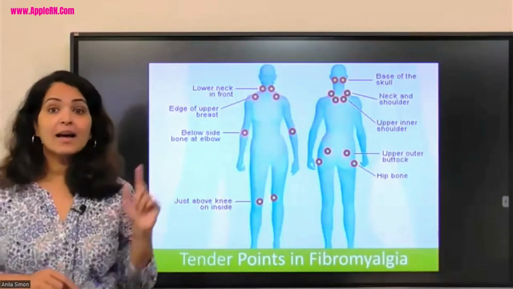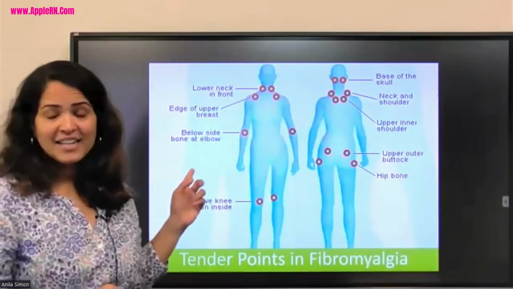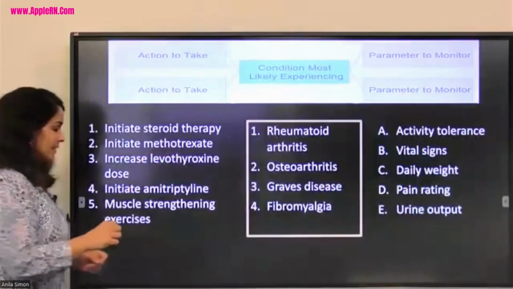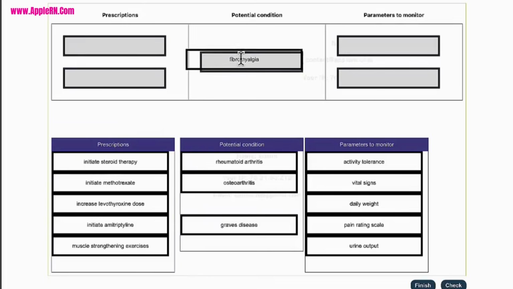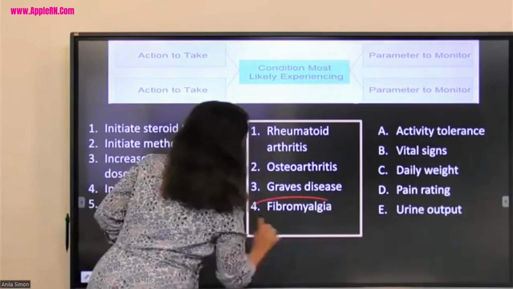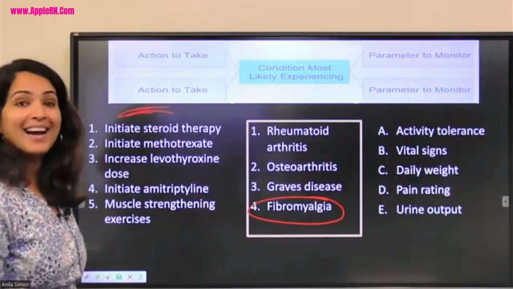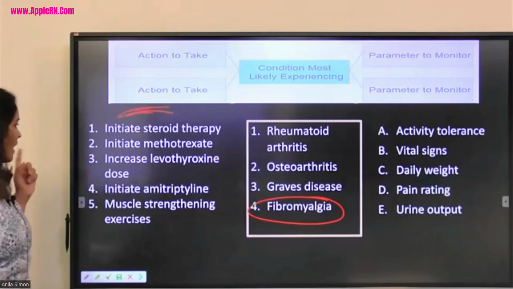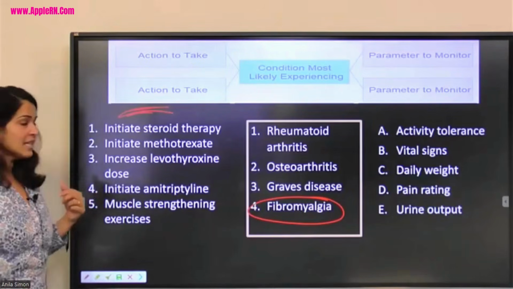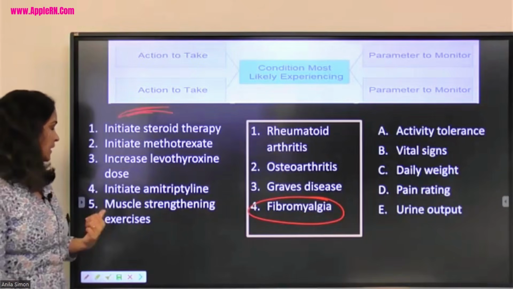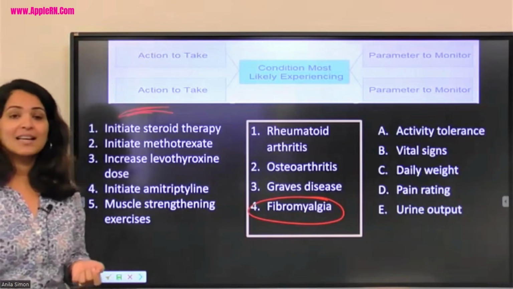And in the immunology class, I have shown this slide. So you might have already seen this before. So now that we decided that this is fibromyalgia, what would you say about this part, the actions to take? What would be your answers there? Initiate steroid therapy, initiate methotrexate, increase levothyroxine dose, initiate amitriptyline, and the last one, muscle strengthening exercise.